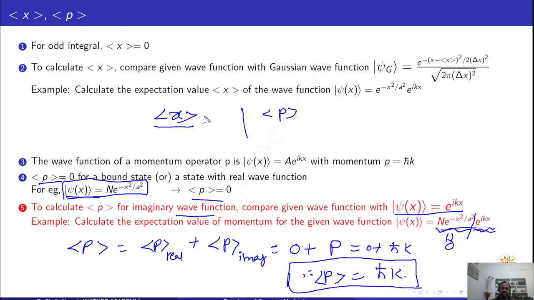If the given wave function is odd, the expectation value of x is 0. If the given wave function is a real wave function, the expectation value of momentum will be 0. For any other wave functions, to calculate the expectation value of x, compare the given wave function with the Gaussian wave function. Whereas in the case of momentum, for imaginary wave functions, you compare the given wave function with the plane wave equation e power ikx. Then it is easy to calculate the expectation values.